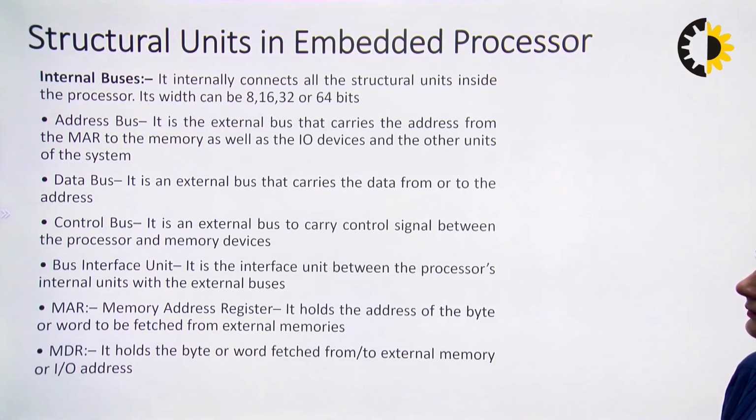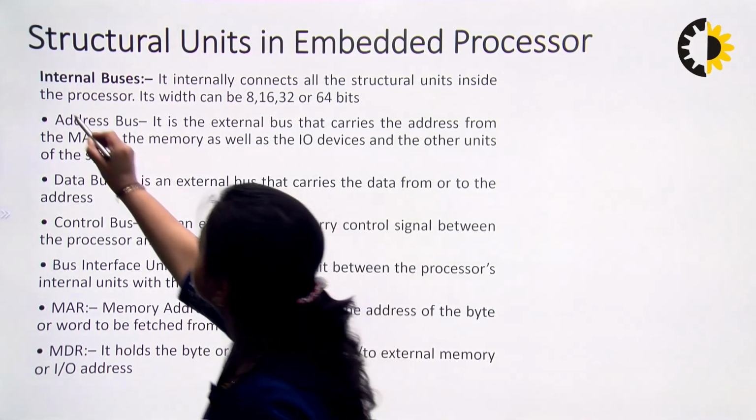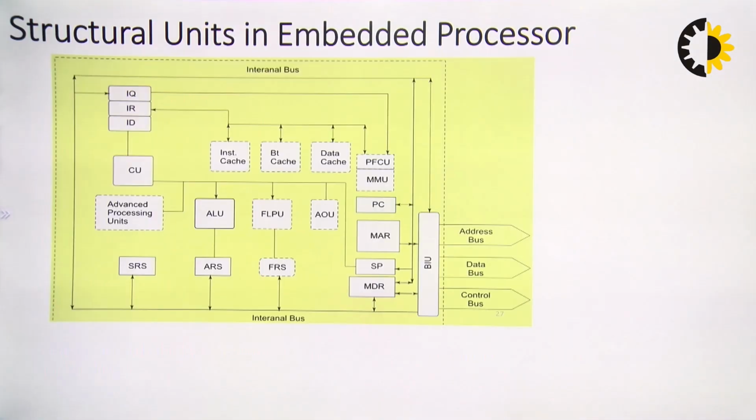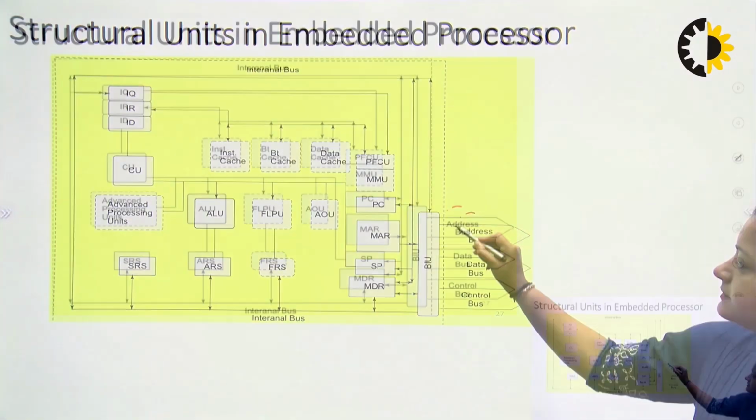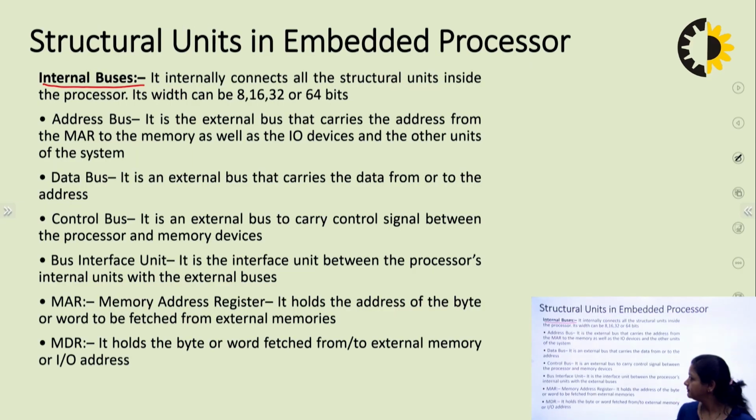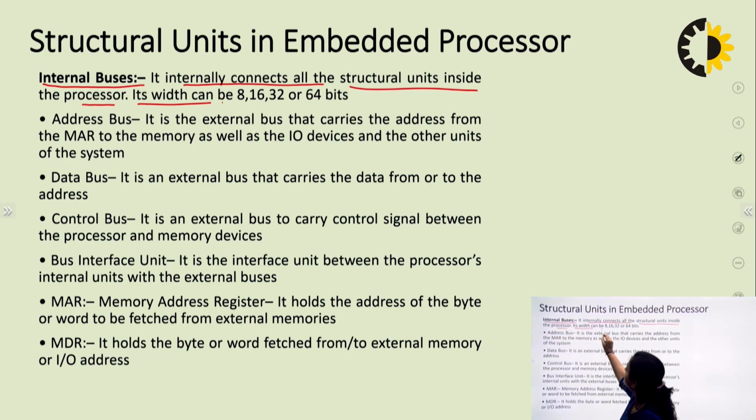So moving on, first of all, we will study the internal buses. How many types of internal buses are there in the structural unit of embedded processor? So as you can see from this diagram, there are 3 buses: address bus, data bus and control bus. So these 3 are the important internal buses present in the embedded processor. The bus is internally connecting all the structural units inside the processor, and its width can be 8, 16, 32 or 64 bits depending upon the type of processor which you are using. Okay, so these internal buses are very important as they are interconnecting all the various units inside a processor.